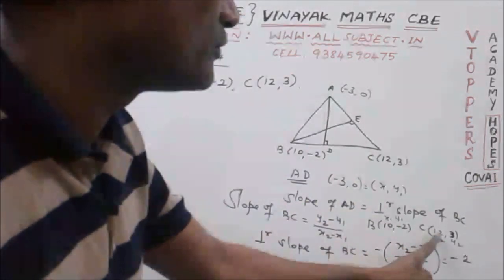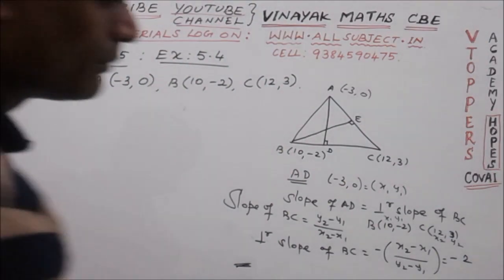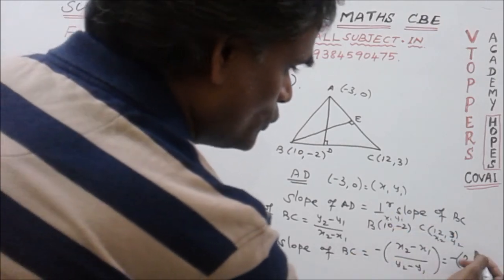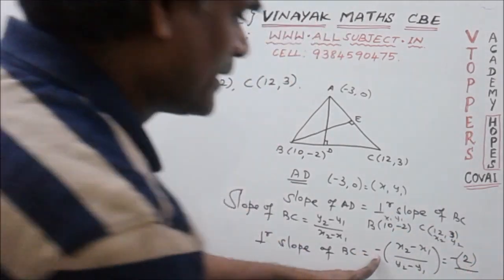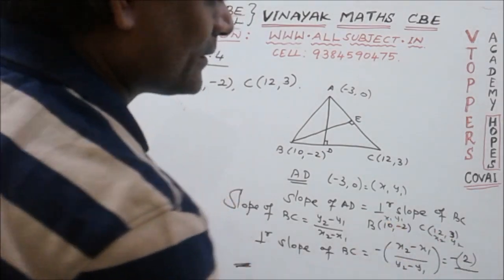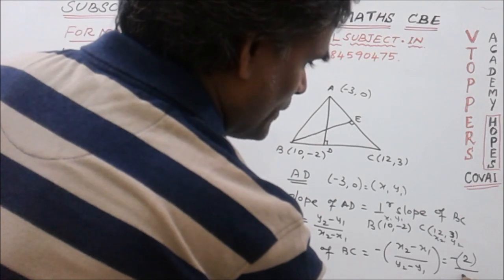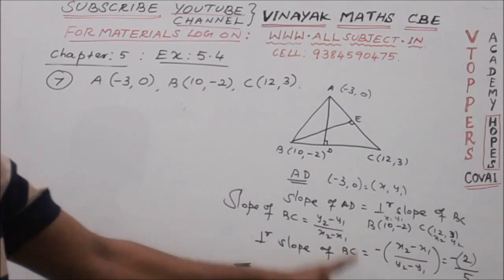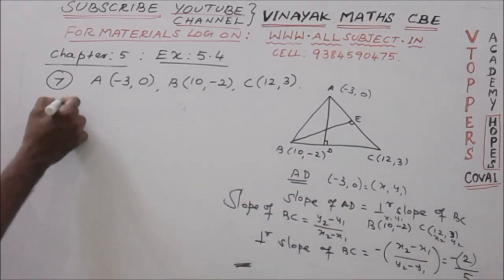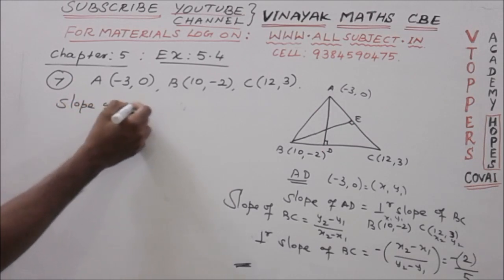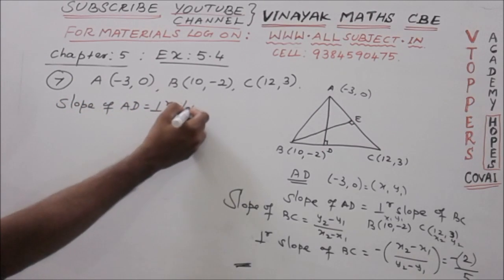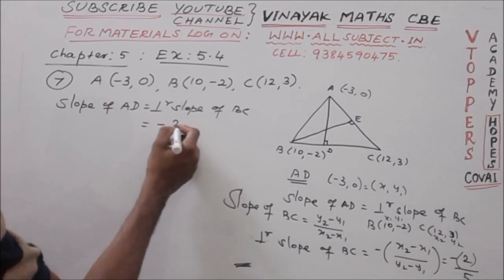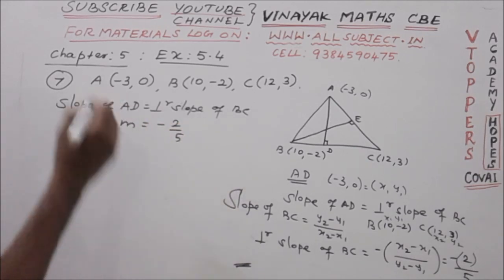Substituting, x2 minus x1, 12 minus 10, that is 2. The minus is present here. Then divided by y2 minus y1, 3 minus of minus 2, that is 3 plus 2, that is 5. This is the perpendicular slope of BC, which is equal to the slope of AD. So we can take this as minus 2 by 5. This is taken as m here.